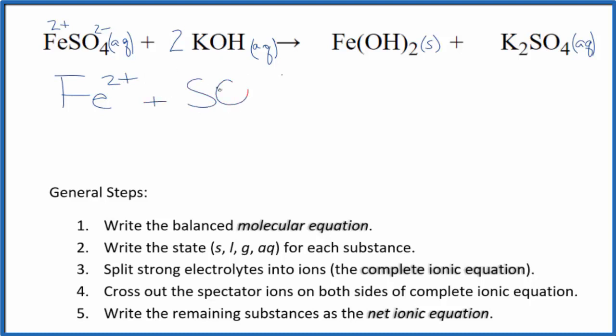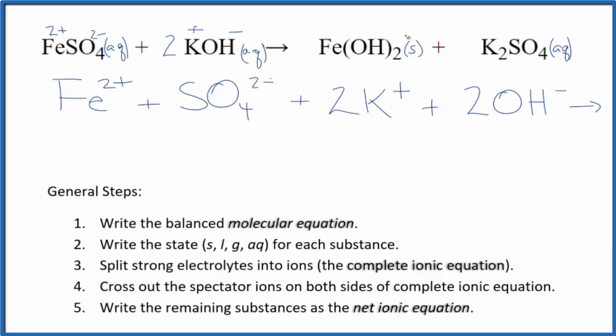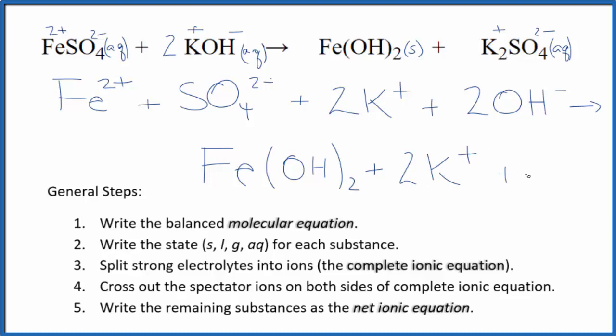And then I have the sulfate ion, SO4 2 minus. Potassium group 1, that's 1 plus, and the whole hydroxide, 1 minus. So we have 2 potassium ions, 2K plus, and we have 2 of these hydroxide ions. And these are the reactants in our complete ionic equation. For the products, we don't split solids apart, so we're just going to write that as Fe(OH)2, that iron 2 hydroxide. So we have 2 potassium ions again, and we have the sulfate ion, also like we have in the reactants. So this is the complete ionic equation.